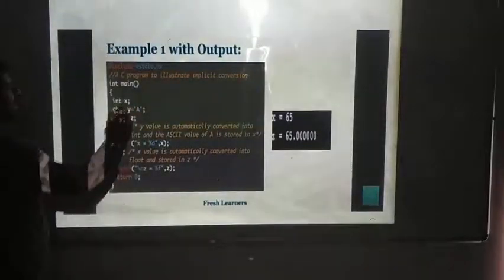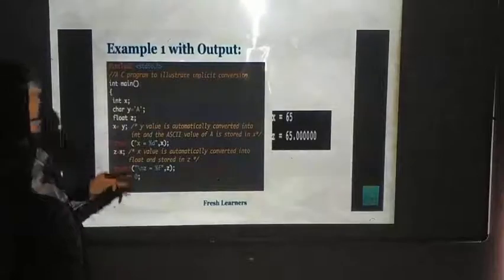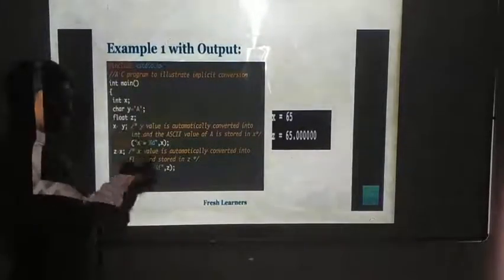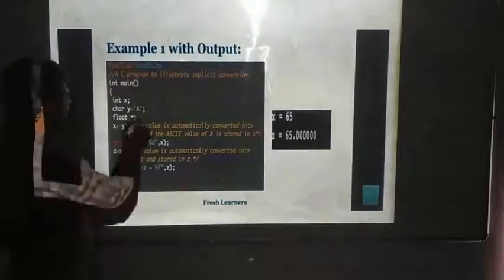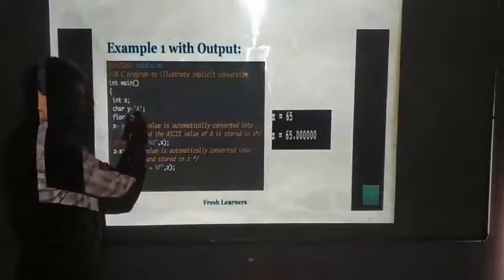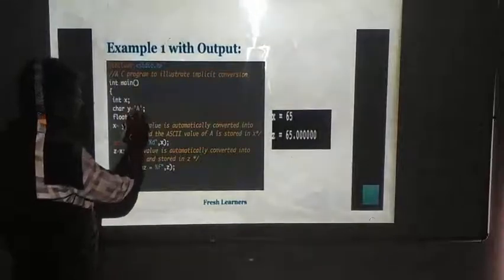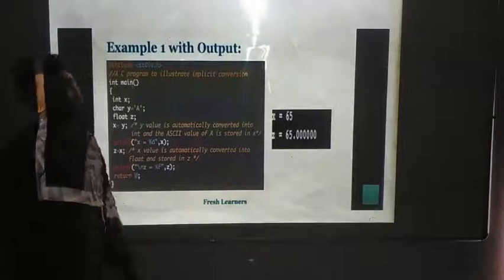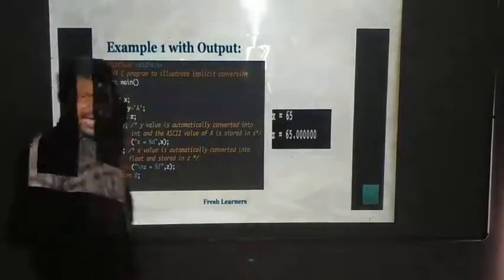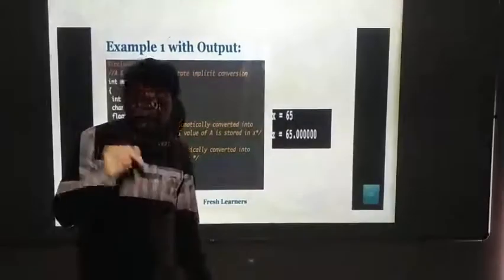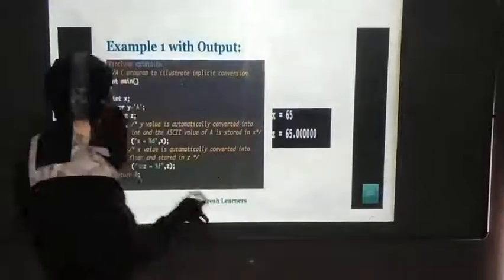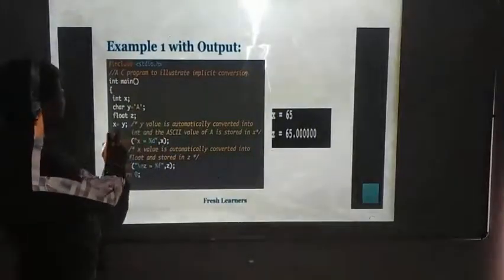Here, integer x is a variable I have declared of data type integer. I am defining a character variable y is equal to 'a' in inverted commas. If you give inverted commas, this will be converted according to the ASCII code. The value of a is what? 65. If you press capital A on your keyboard, that will be converted into machine language as the number 65.